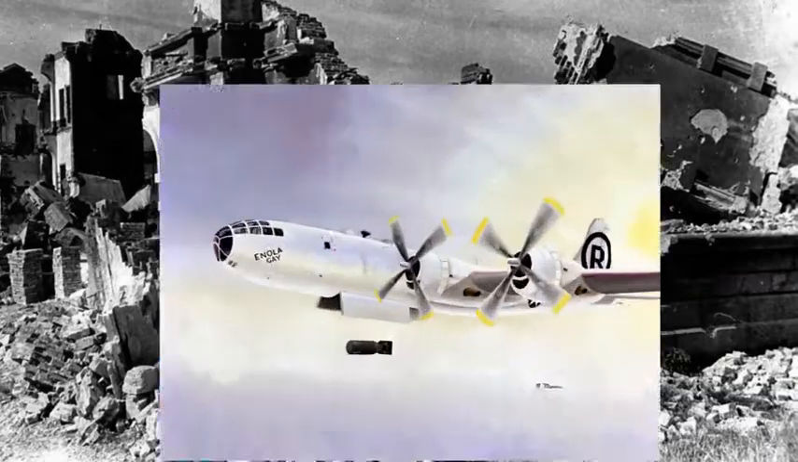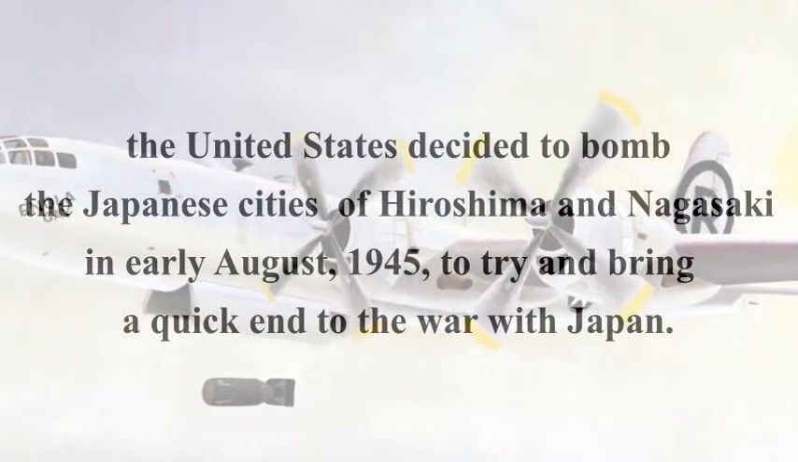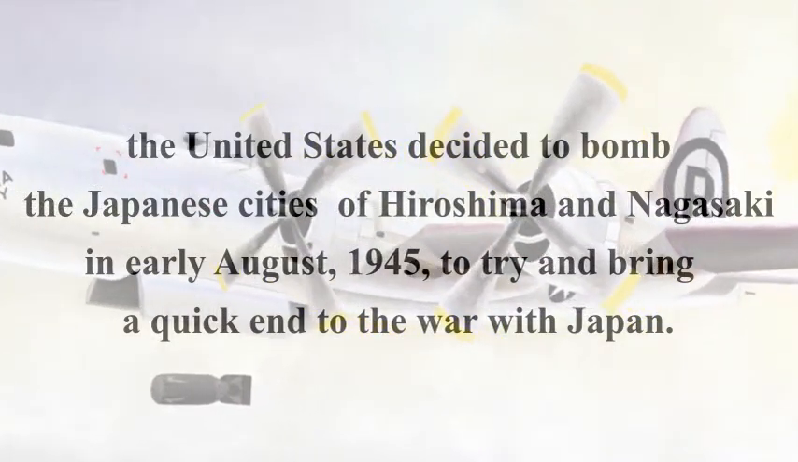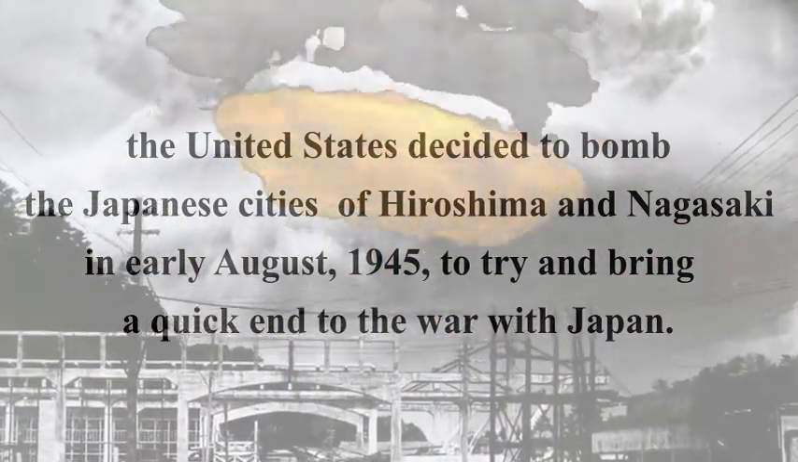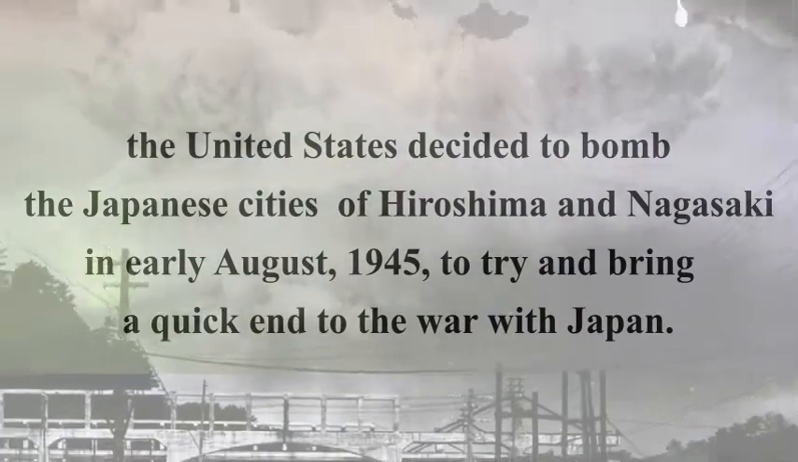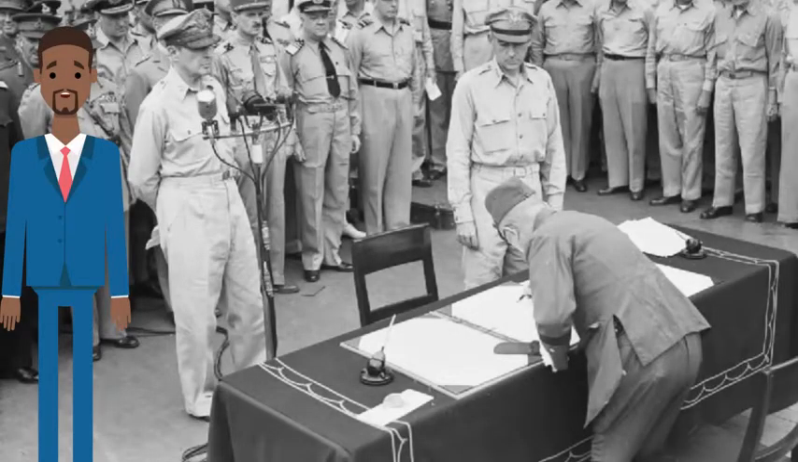The loss of life in World War II was very significant for all of the countries involved. And so, after developing the atomic bomb, the United States decided to bomb the Japanese cities of Hiroshima and Nagasaki in early August, 1945, to try and bring a quick end to the war with Japan. The Japanese emperor did make the decision to surrender within 1 week of the first bombing, but the Japanese didn't sign the formal unconditional surrender agreement until September of 1945.